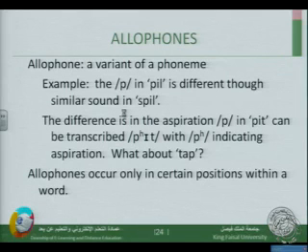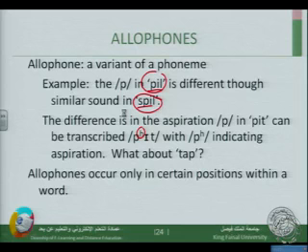Allophones. Allophones means a variant of a phoneme, a difference in the sound itself. Like the P in pill is different, though similar, to the P in spill. Pill, spill. The difference is in the aspiration. Where is the difference? In the force of the air release between the P in this word and the P in the other word. P in pit can be transcribed like this, P high, pit. And this indicates aspiration.